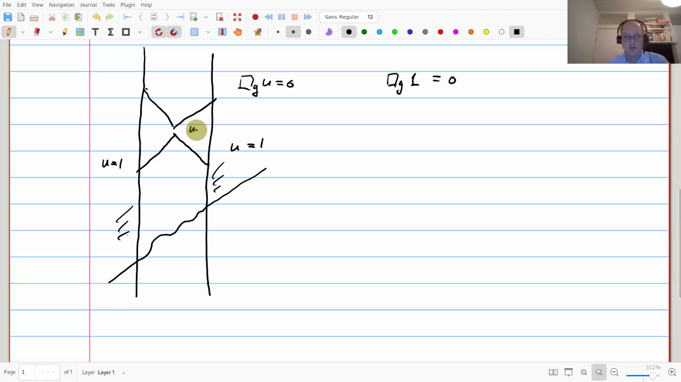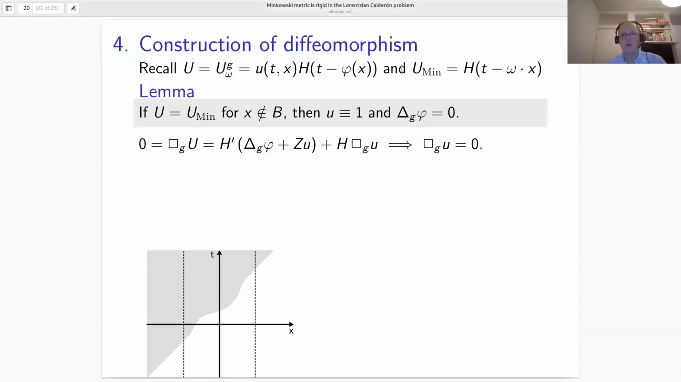And I see that this U is 1 here. And in particular, there is some sort of time slice here where U is 1 and its time derivative is 0. And then I simply solve the wave equation from that initial condition. So u is 1, dt of u is 0 in this cylinder all the way up to this characteristic surface here. And that will tell me that u must be 1 here, which is what I wanted to show. So that's then the proof of this lemma.